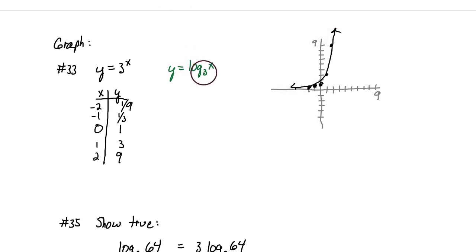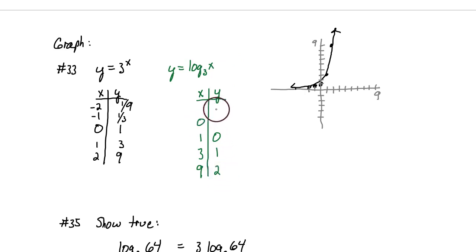Now let's switch to green ink and do the logarithm. We can make an XY chart for that. When you're choosing numbers for x, pick powers of the base. For instance, if we chose 1 for x, we could ask 3 to what power makes 1, and we would get the answer 0. Or if we chose 3 for x, we could ask ourselves 3 to what power makes 3, and we would get 1. What's another power of 3? Well, how about 9? 3 to what power makes 9? And that's the second power.